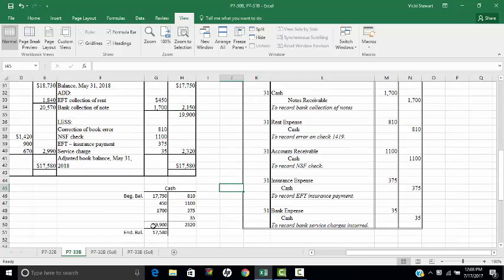And we notice that we have $19,900 debit, subtract $2,320 in credits, and that gives us an ending balance of $17,580 in our cash account, which is correct according to the bank reconciliation. And now we are through doing our problem 733B.